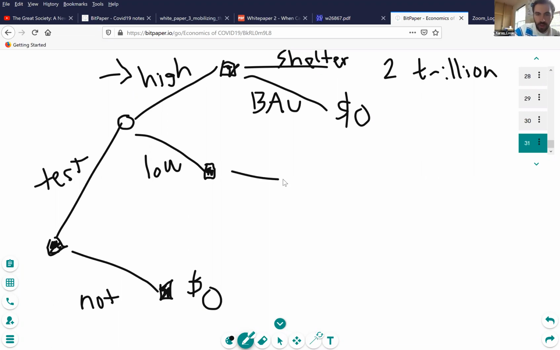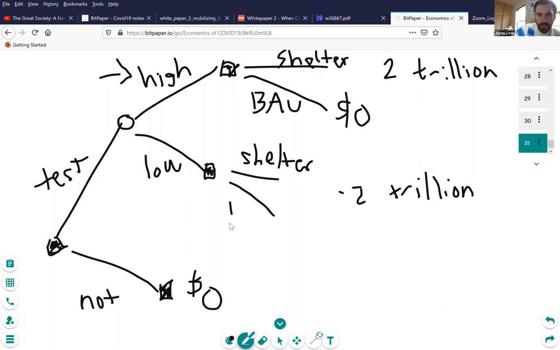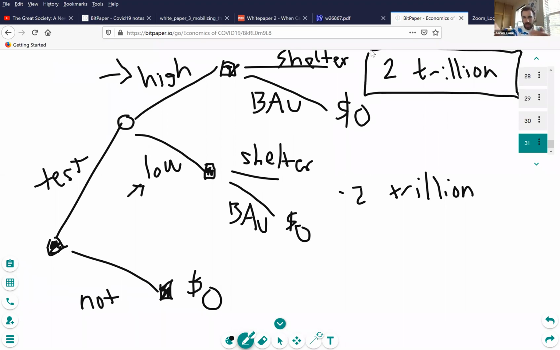Now, under a low mortality rate scenario, the shelter policy would have a negative $2 trillion. But BAU would actually have a better payoff than shelter in the low mortality rate contingency. So in this case, we do the testing, we figure out whether it's high or low, and then we adapt our decision according to the results of that test. If we get a test that comes back with information that tells us the mortality rate is high, we find out shelter in place is the policy we want. If we get a test back that tells us that the mortality rate is actually low, we do not shelter in place. We do business as usual, and we get the 0 payoff associated with that.